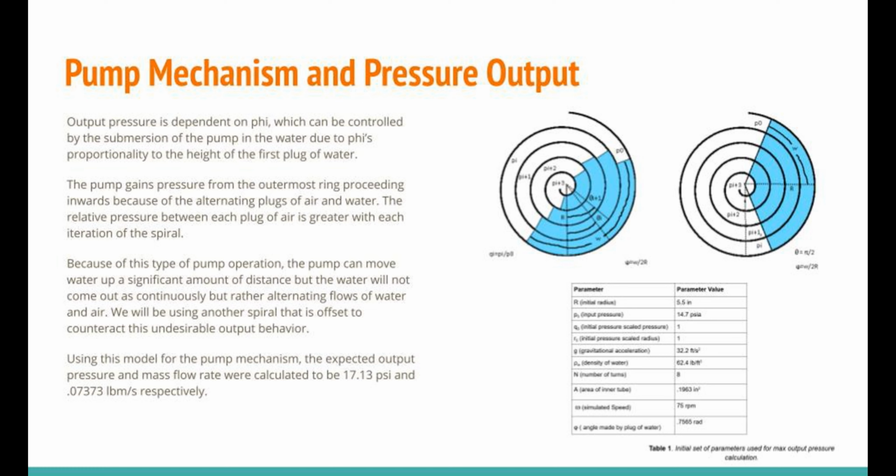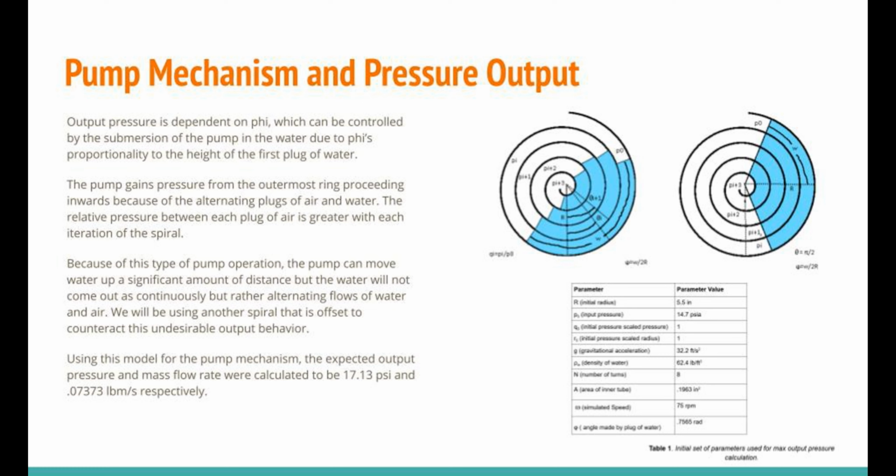This is a theoretical model for the Wirtz pump. So basically, the main controlling variable for the Wirtz pump is the angle phi, which is the angle that the water plug makes with respect to the center of the circle. The operation of the pump is based off of these alternations between water and air plugs, which results in a summation of pressure that is greater than the input pressure at the output of the device.